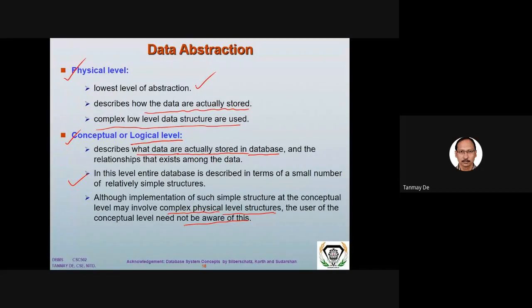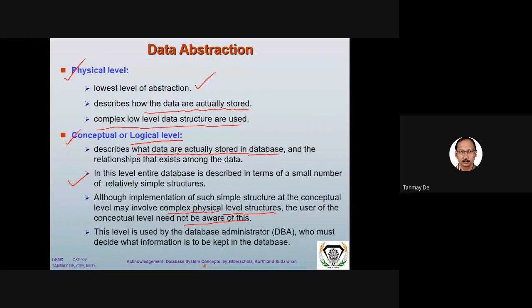Throughout our discussion later, we will mainly work on the basis of the conceptual level as well as the view level. The DBA is the database administrator, who uses this level and must decide what information is to be kept in the database. The DBA has several roles, and we can discuss in the next class what the different roles are. He is basically the administrator of the database system.